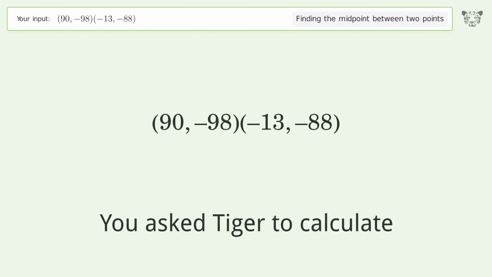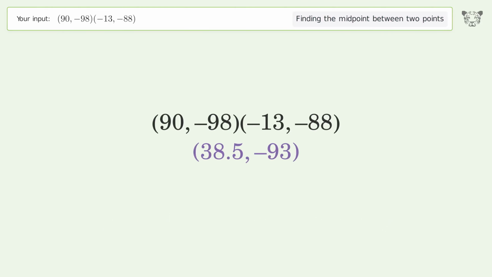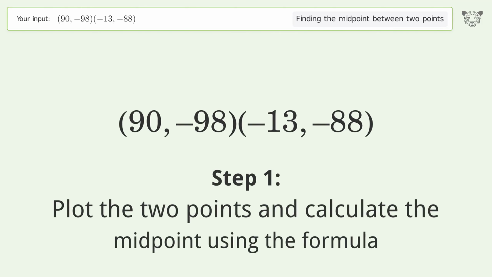You ask Tiger to calculate. This deals with finding the midpoint between 2 points. The midpoint between the 2 points is 38.5, negative 93. Let's solve it step by step. Plot the 2 points and calculate the midpoint using the formula.